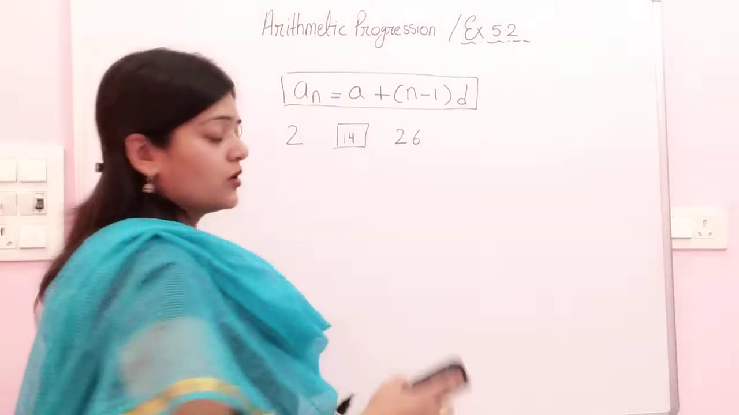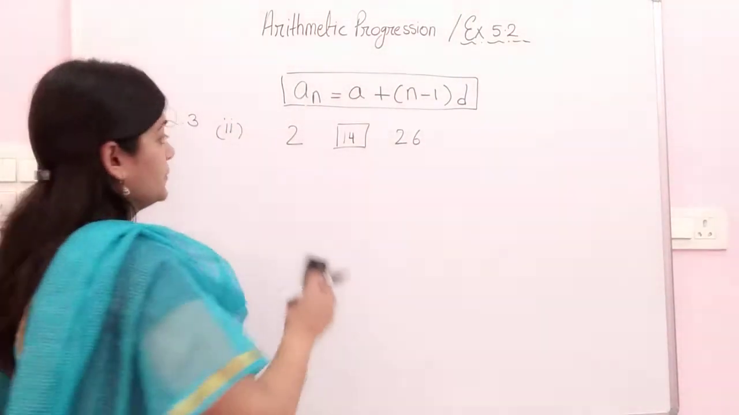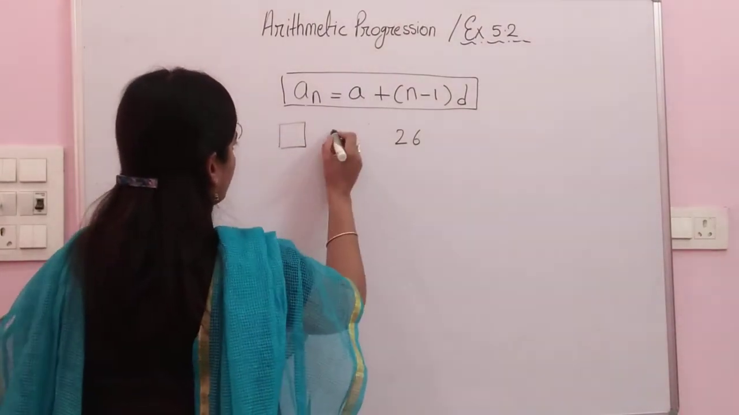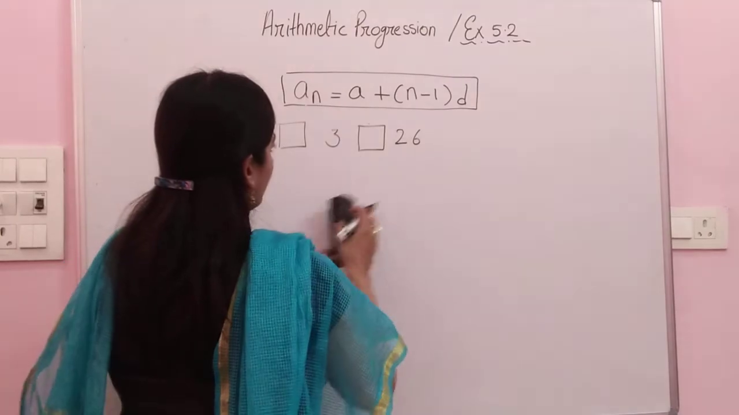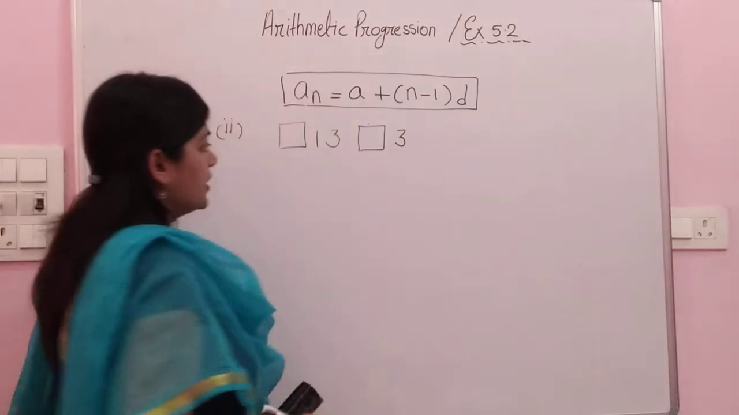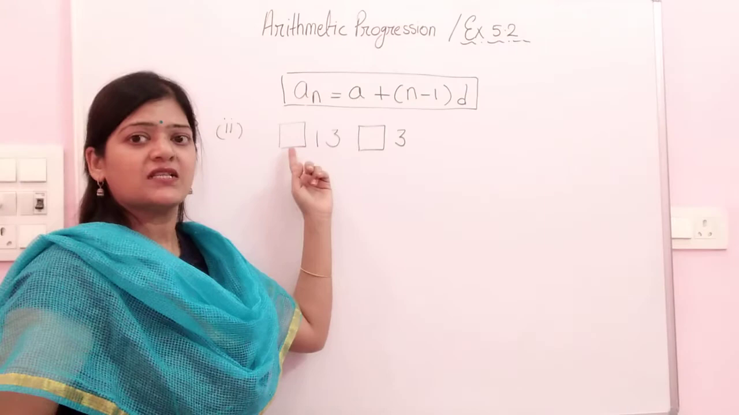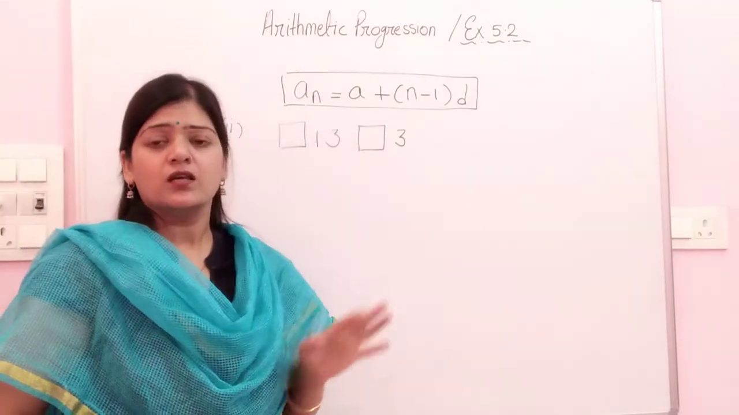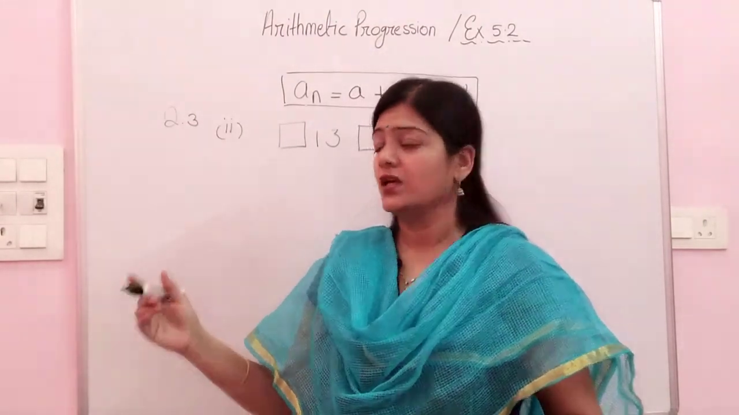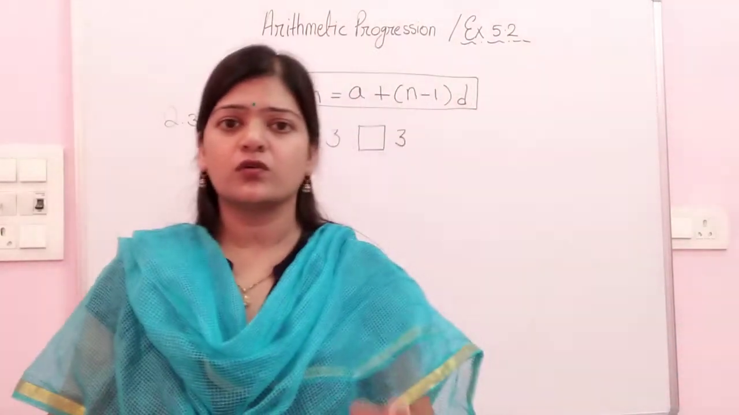In the next question, part number 2, the first value is missing, then 13, then the fourth... sorry, this is 13 and this is 3. Means A2 is given and A4 is given. A1, meaning A, and A3 are missing. You can't find the value of D here because you don't have consecutive terms. You have the second, then the fourth. So how will you find D? Because you don't have A.